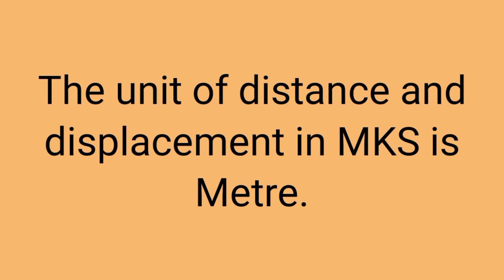Now we know that a physical quantity always has units. So what is the unit of the displacement and what is the unit of the distance? The units of the displacement and the distance are the same in MKS and CGS systems. The unit of the distance and the displacement in MKS system is meter, and in CGS system it is centimeter. So these are the units of the distance and displacement. Though they are the same, distance is a scalar quantity and displacement is a vector quantity.